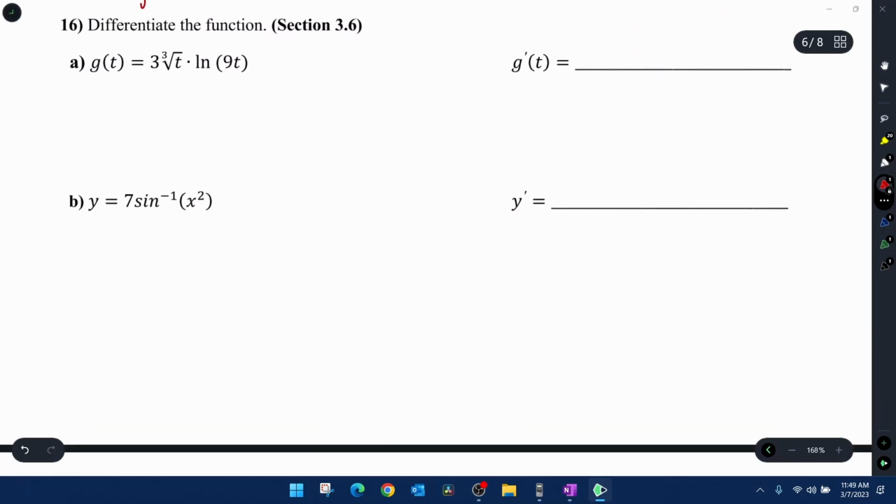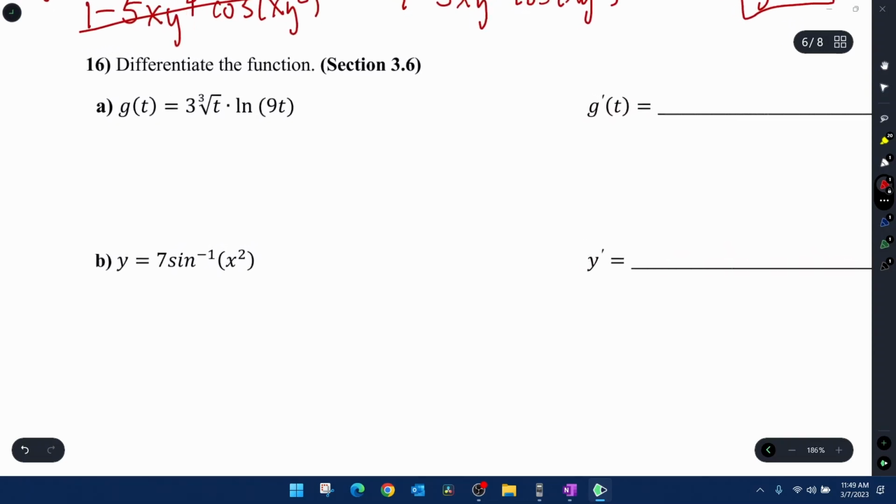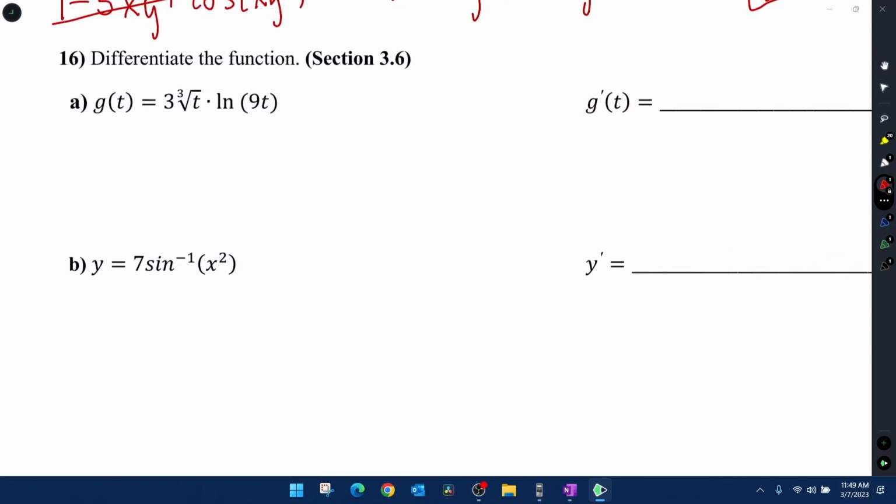Now we're going to differentiate. All that means is find the derivative. I don't know if you noticed this or not, but this first function is going to require the product rule. We've got a t and a t. We're going to have to do the product rule. Wait a second. Let me think for a second.